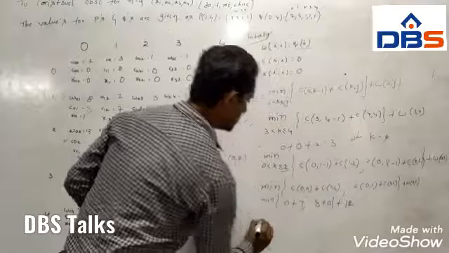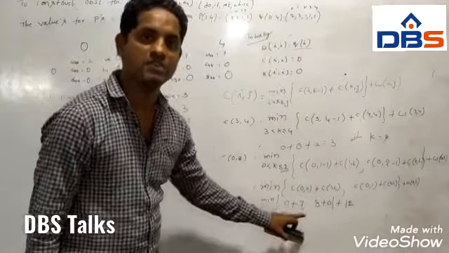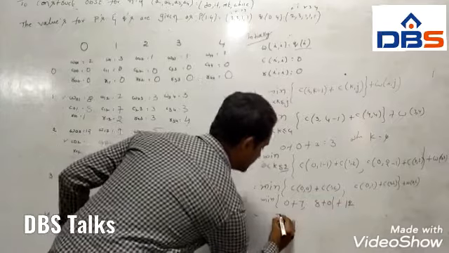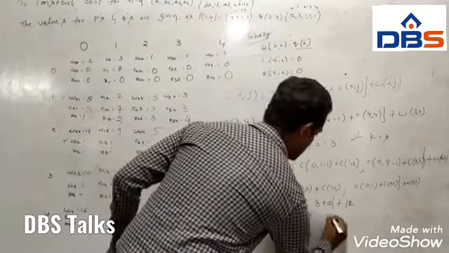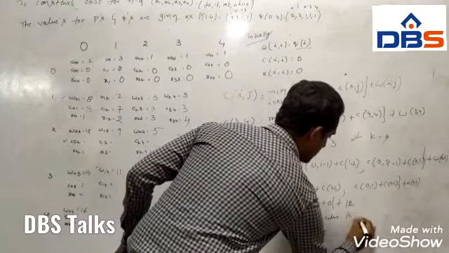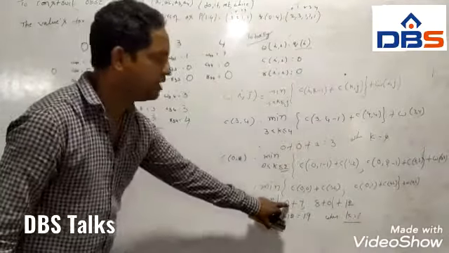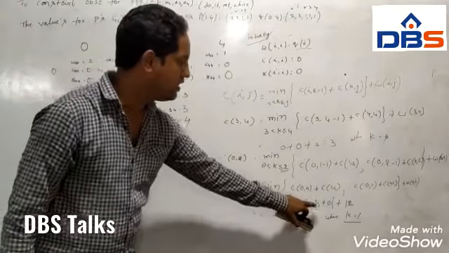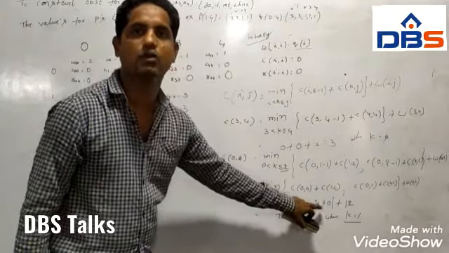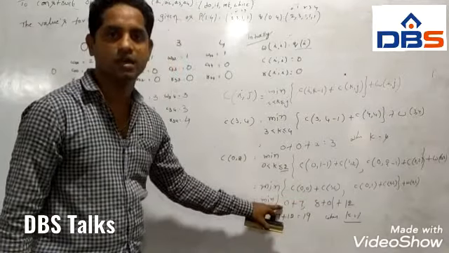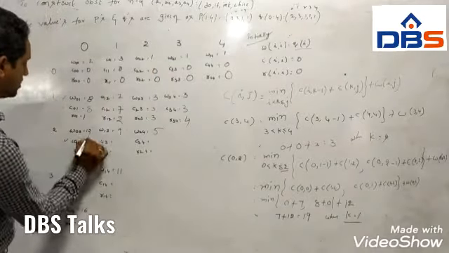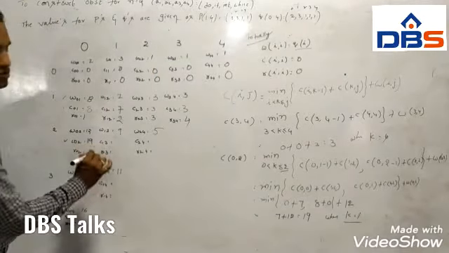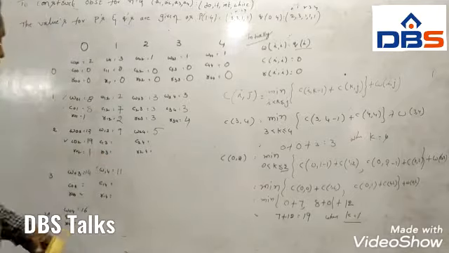12. See here, min of 7 comma 8, which is the minimum? 7 is the minimum. Then 7 plus 12 equal to 19 when k equal to 1, because k equal to 1 is 7, when you have taken k equal to 2 it is equal to 8, so which is the minimum? 7 is the minimum, then k equal to 1. See, C of 0 2 equal to 19, R of 0 2 equal to 1. Okay. Next we go for the C of 1 comma 3.